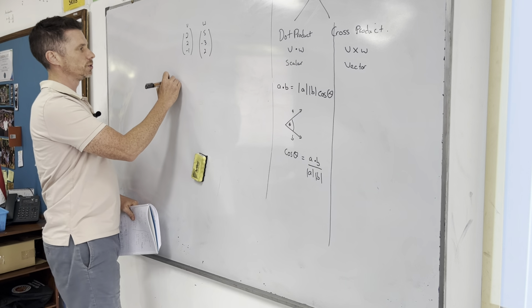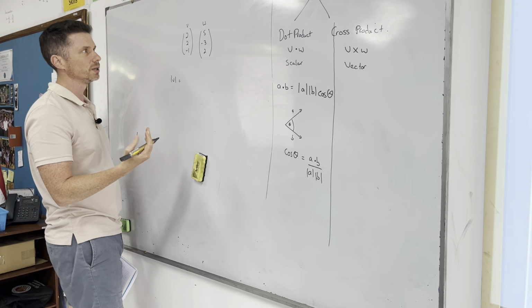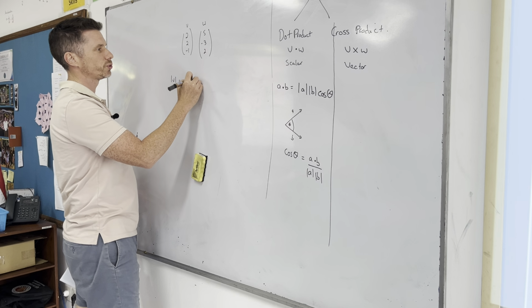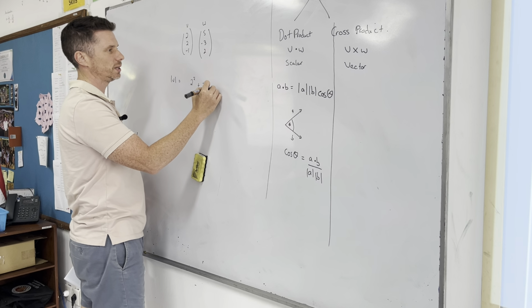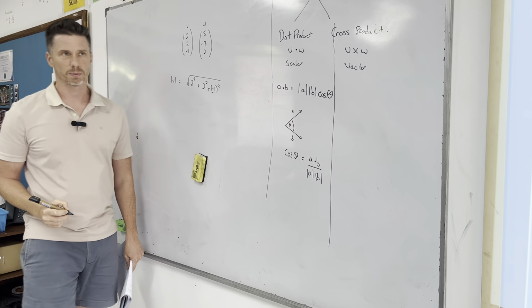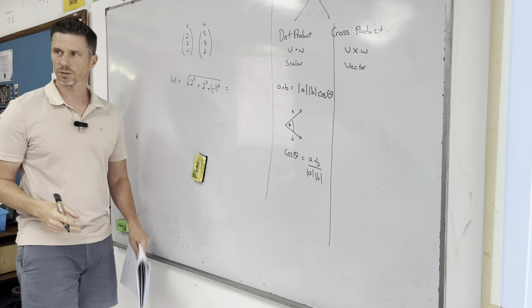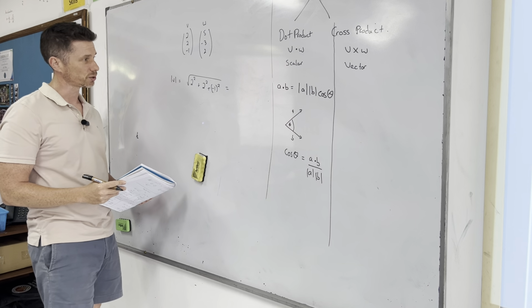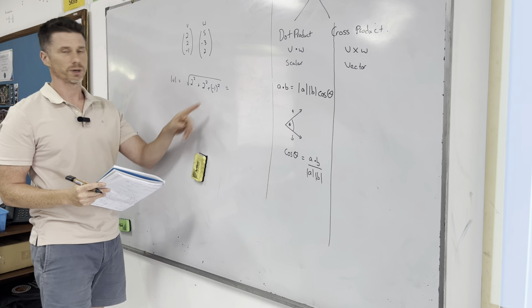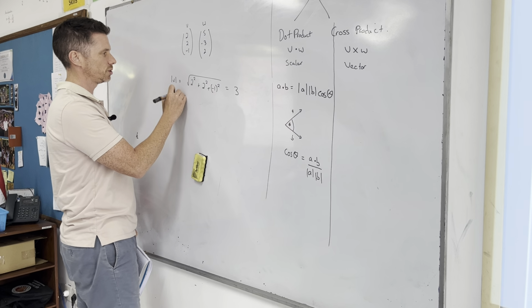So the magnitude of V, perhaps we'll do first. How do we get the magnitude of a vector? We square and add, and then we take the square root, so kind of like Pythagoras' theorem. 2 squared, 2 squared, minus 1 squared. It looks like 3, because 4, 4, and 1 gives 9, and the square root of 9 is 3.